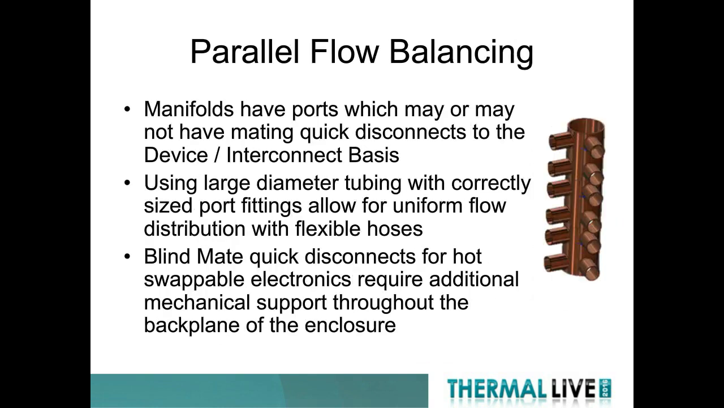So for parallel flow balancing, manifolds typically have ports which may or may not have mating quick disconnects to the device interconnect basis. We typically use large diameter tubing with correctly sized port fittings, which allows for uniform flow distribution with flexible hoses. And we also see blind mate quick disconnects for true hot swappable electronics. They require additional mechanical support through the backplane of the enclosure.